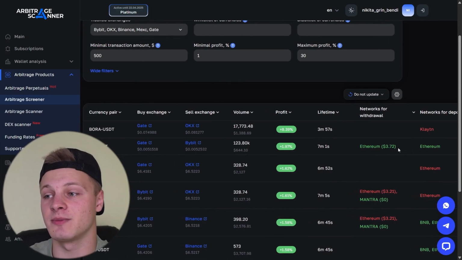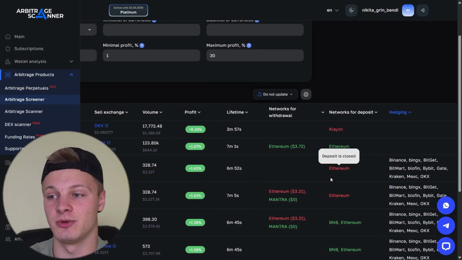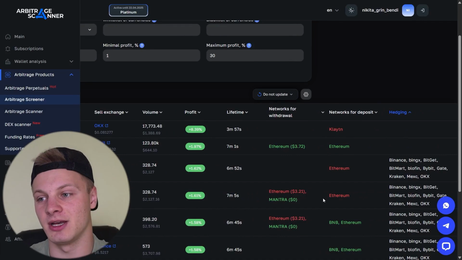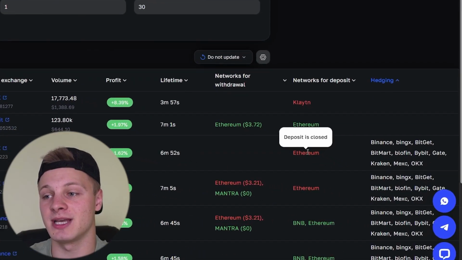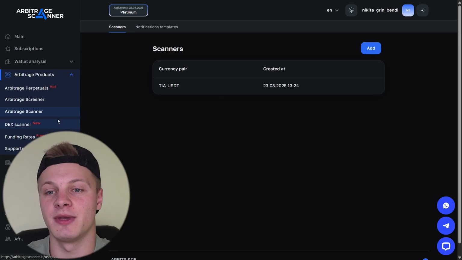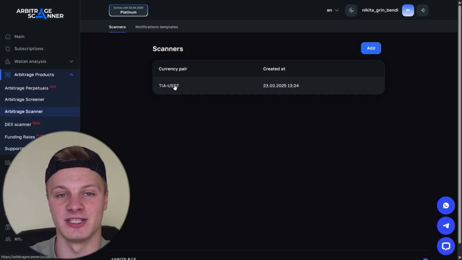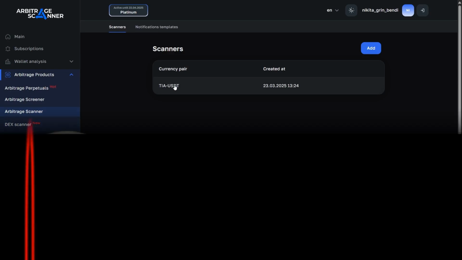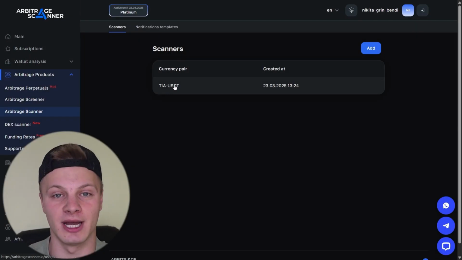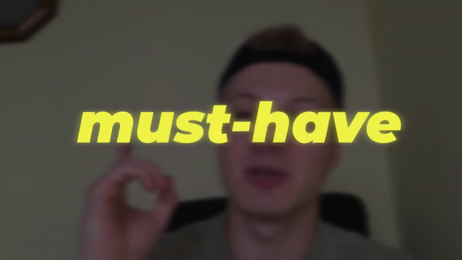Withdrawal networks, always make sure that withdrawals are available. That is, you could both deposit and withdraw money from the exchange. Because if it's highlighted in red, it means withdrawals are closed and you simply won't be able to deposit that token. There is also an arbitrage scanner. Here you can set up your own scanner, which will give you signals to buy certain tokens. That's why an arbitrage scanner is a must-have for every crypto enthusiast.